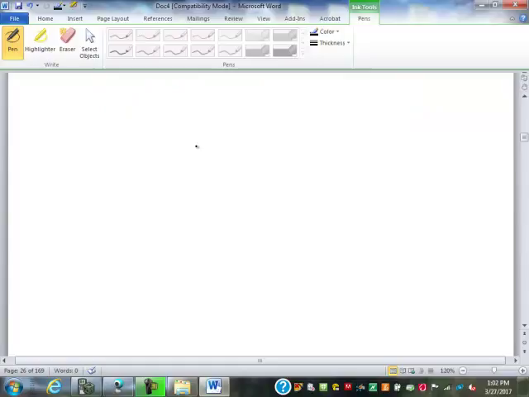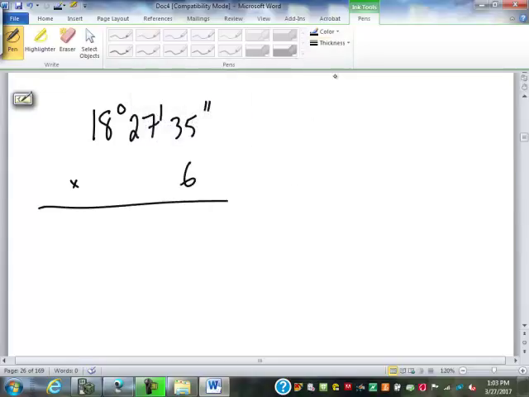Multiplication's a little trickier. Let's say we have something like this and we're going to multiply it by 6. We need 6 of them.